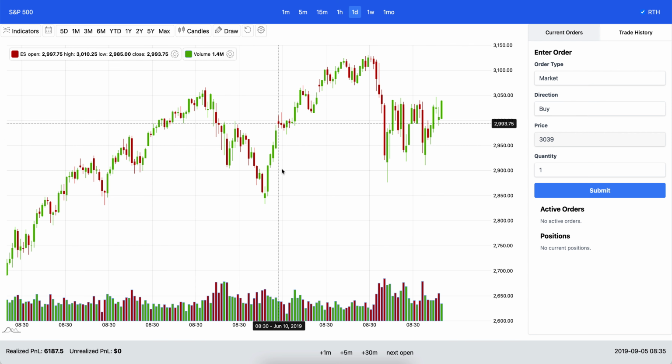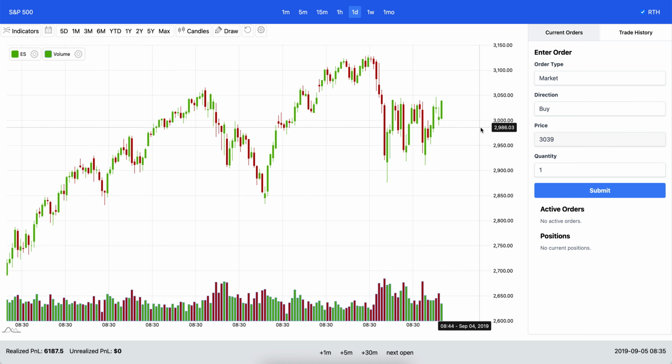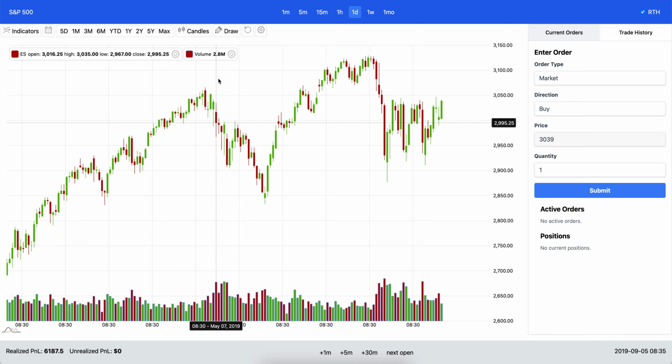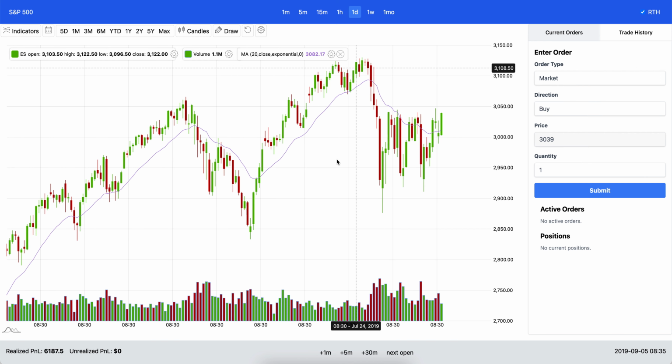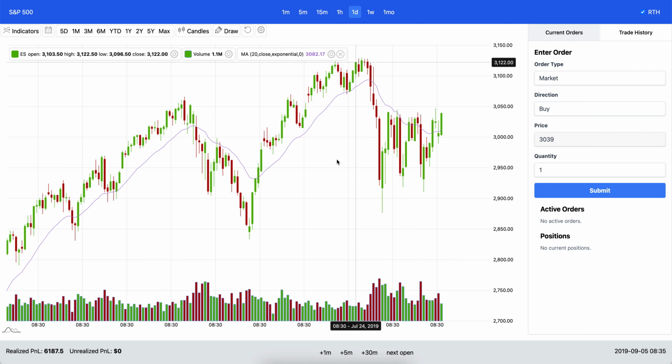Now, you can see this interface is very simple and it's a little bit rough around the edges. Still working on polishing it up, making it look a little better. But you have a chart here. You can add indicators and stuff like that. I'll add a moving average. I like to use the 20 EMA on all my time frames.